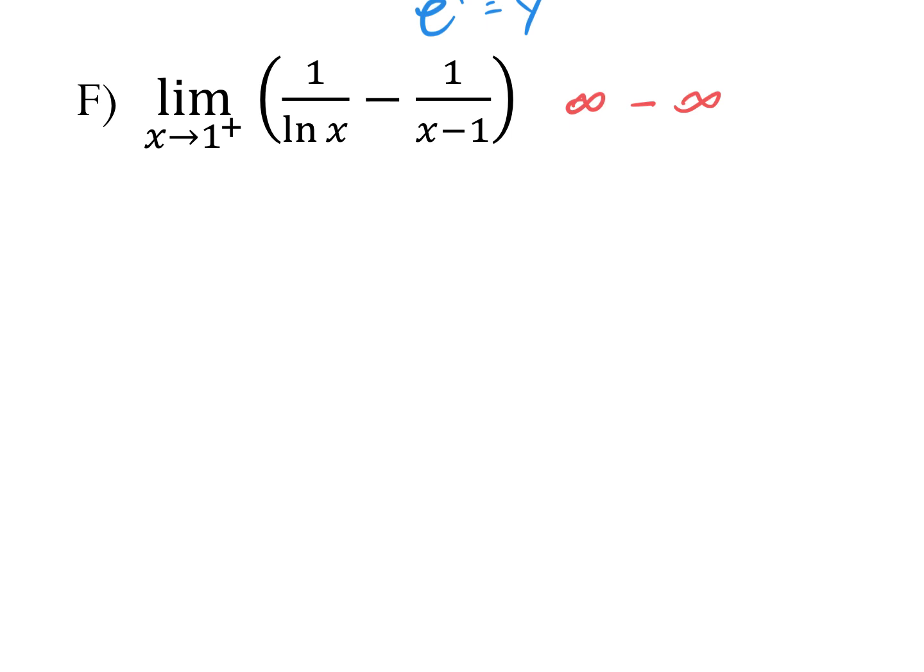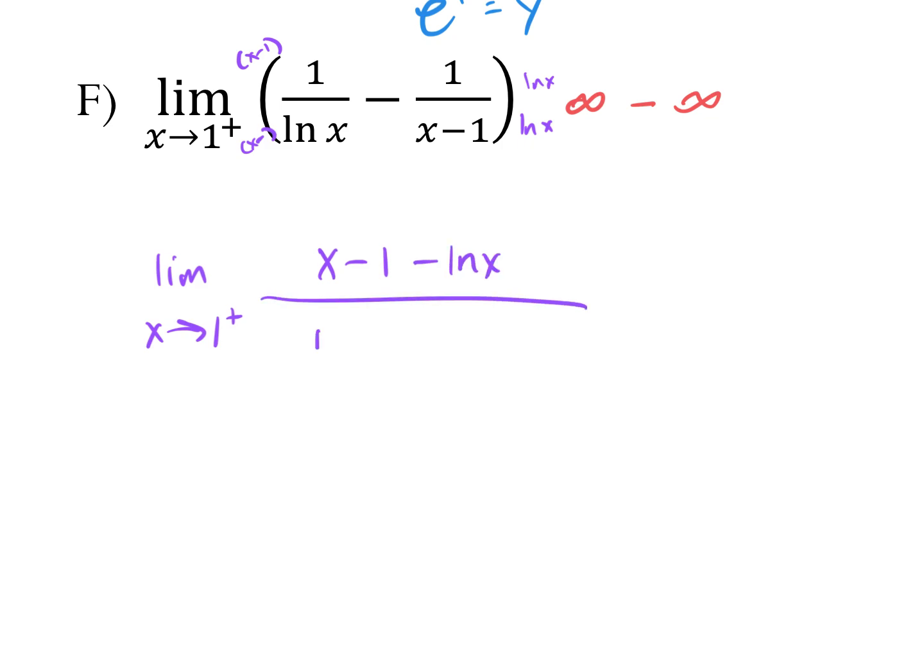Now, L'Hopital's rule requires I have one thing over one thing. So what we need to do is take these two fractions and turn them into one fraction by finding a common denominator. We're going to multiply the first fraction by x minus 1 over x minus 1, and the second fraction by ln of x over ln of x. Once we do this, we will be taking the limit as x approaches 1 from the right of x minus 1 minus the natural log of x, over the natural log of x times the quantity x minus 1.